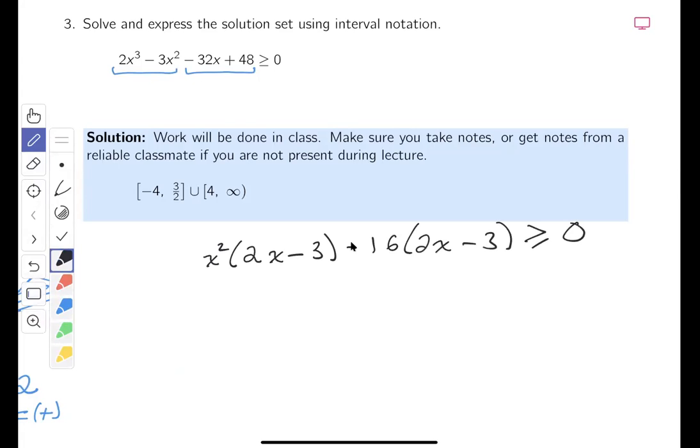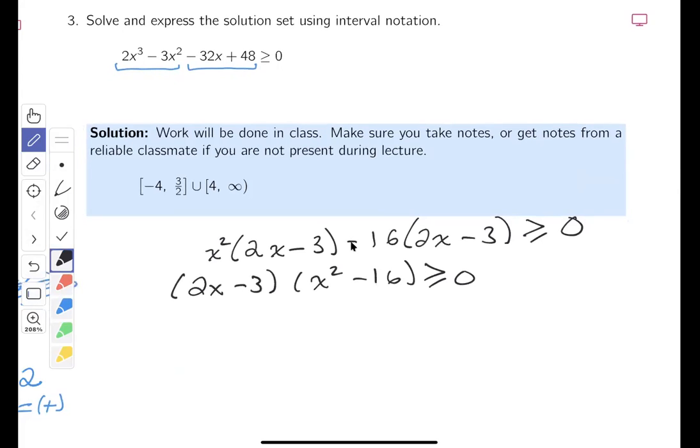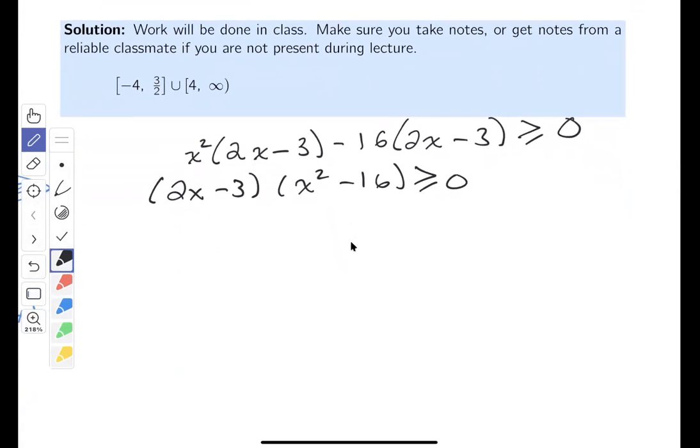All right. There were 4 terms. Now there's 2 terms. Do those 2 terms have a common factor? They do. What is that? 2x minus 3. What's left over? x squared minus 16. Continue to factor. Continue to factor. What do I see? 2x minus 3. x squared minus 16 is x plus 4, x minus 4.